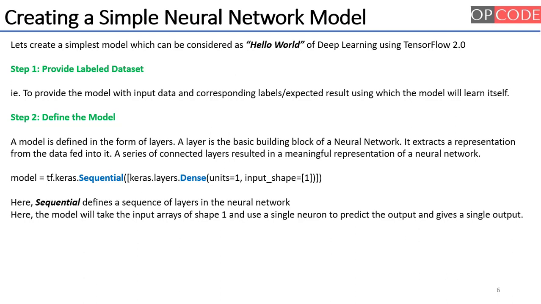So here we are just using a single layer, which is the Dense layer, and the parameters passed to the Dense layer are the units and the input shape. The units are the number of neurons which we are going to use in our model. In our case, we are using only a single neuron. The input shape means the dataset which we are providing to the network, whether it's a 1D array, a 2D array, or just a single value.